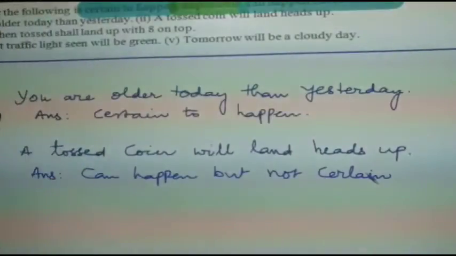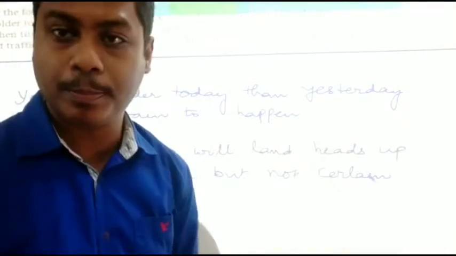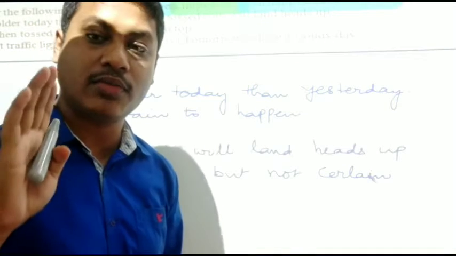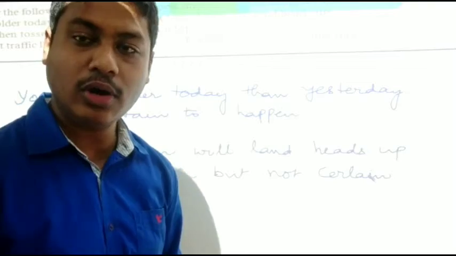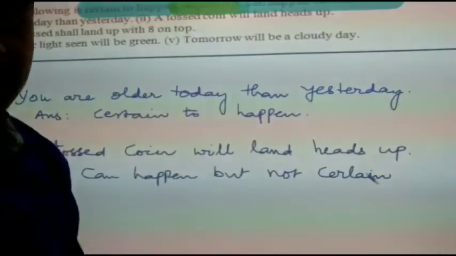The next question is, a die when tossed lands up with 8 on top. Is it possible? Because our die consists of a total of 6 numbers, 8 on top is not possible. You have to write the answer as impossible.